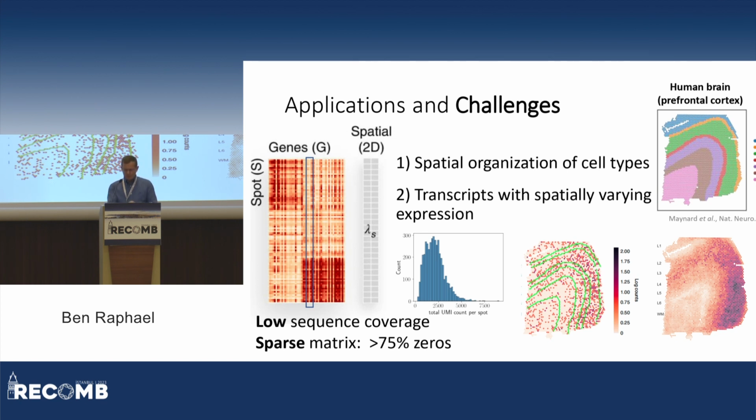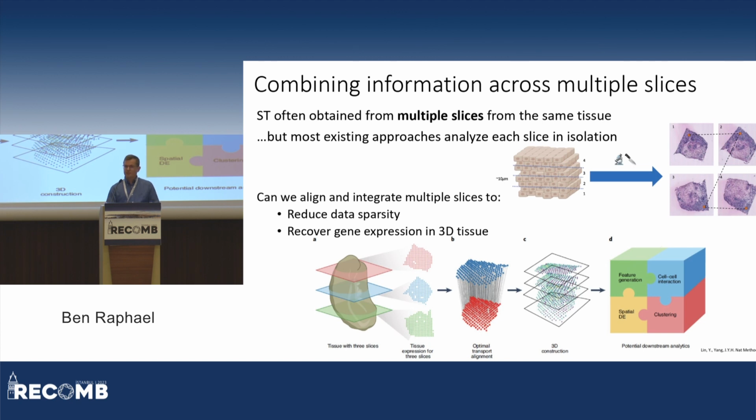So we and others started thinking about how you can overcome sparsity, and there are various ways you might do this. The approach we looked at was to combine information across multiple slices, because often biologists were generating data from multiple replicate slices from the same tissue. We thought that if we could combine this information across the slices, we could overcome some of the challenges due to sparsity, but more interestingly, we could also perhaps recover some of the 3D information from the tissue.